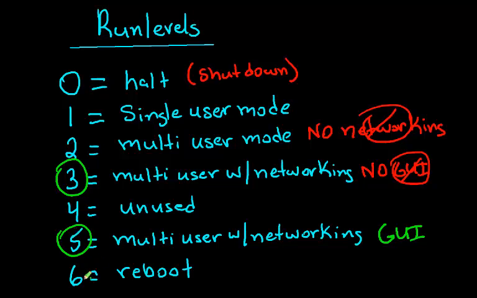And then finally we have run level 6, which equates to reboot. So if you type init space 6, you'll actually reboot the system. That's a little introduction into the different run levels.